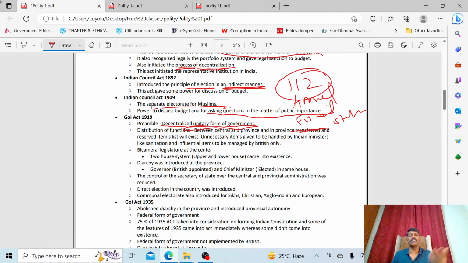In this manner, the Government of India Act 1919 came into existence along with some more principles. Diarchy was introduced inside the province, on the basis of which, on one side the governor, and on the other side a people-elected provincial head, something like that. The governor and chief minister, the same way as right now. Diarchy was initiated at the province, and direct election happened in 1920 to 21, the first time in Indian history, on the basis of the Government of India Act 1919. And communal electorate, not only for Muslims in 1909, but in 1919 people like Sikhs, Christians, Anglo-Indians, Europeans all got separate communal electorates.